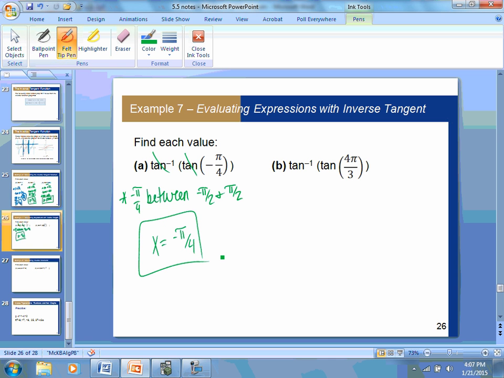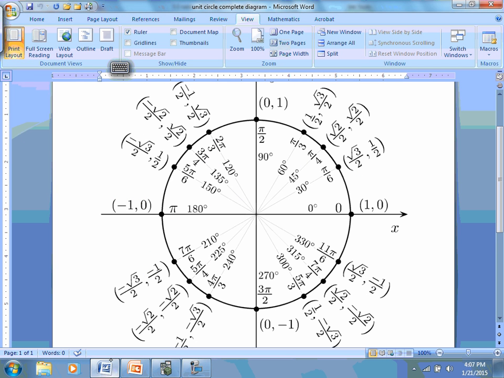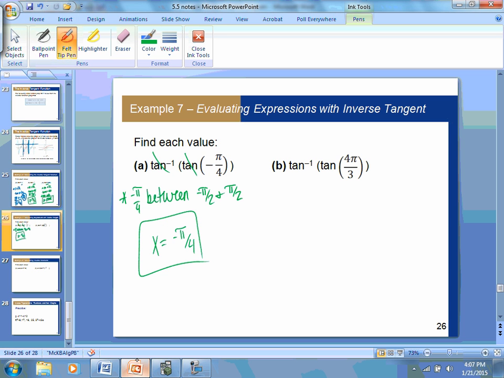Okay, for part B, we're going to try that same process. I've got the inverse tangent of the tangent of 4 pi over 3. So I want to see if 4 pi over 3 is going to be between negative pi over 2 and pi over 2. Let's see, 4 pi over 3 is over here in the third quadrant. So since 4 pi over 3 is not between negative pi over 2 and pi over 2, I cannot just cancel. So I have to evaluate the tangent of 4 pi over 3.